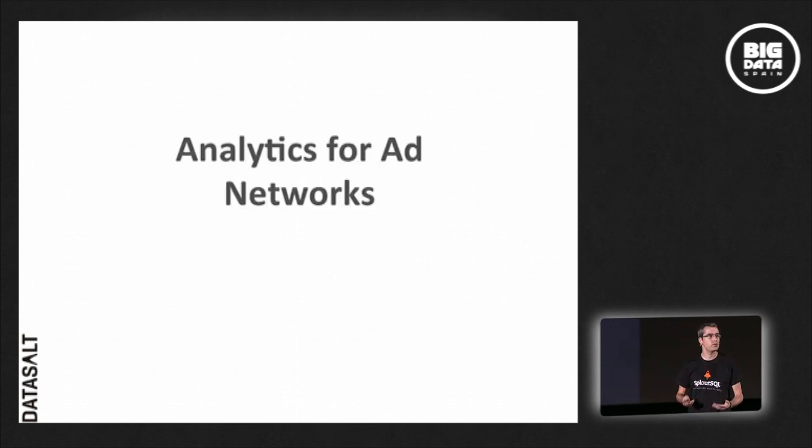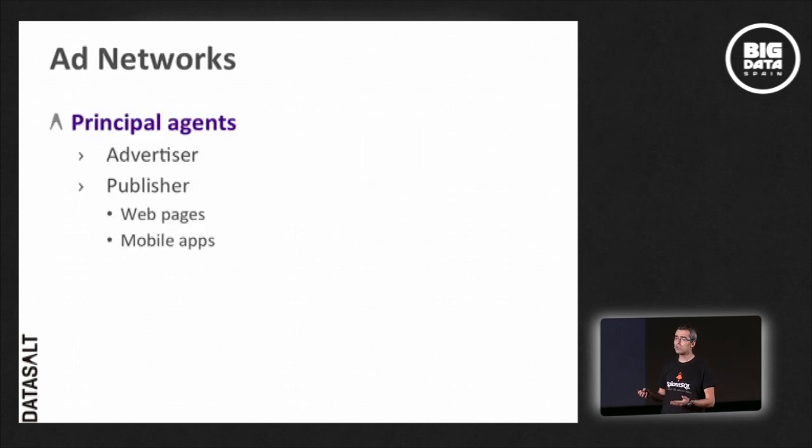So let's start by talking about the ad networks market. In ad networks, the principal agents that we can find in that market are advertisers. The advertisers are the people who want to create campaigns and publish some ads in the different media, in web pages, in mobile applications. And the publisher is the other side. The publisher is the owner of the media, or the owner of the web page, or the owner of the mobile applications, who wants to place ads on their platform.